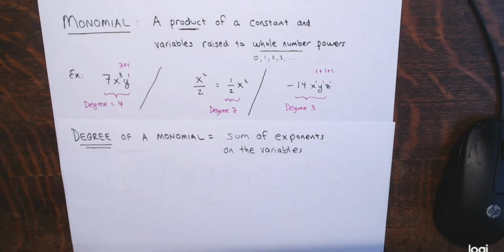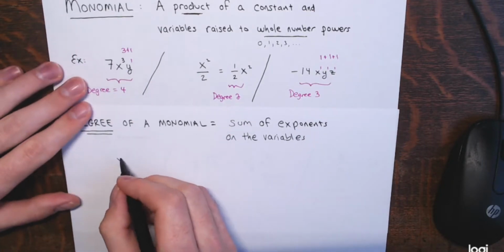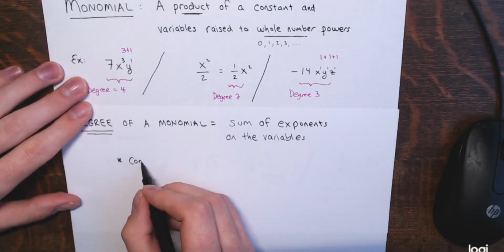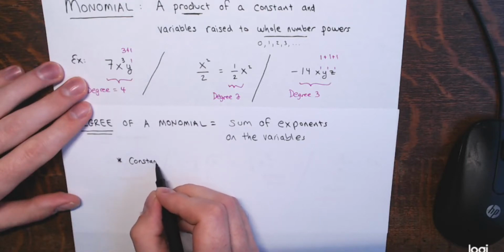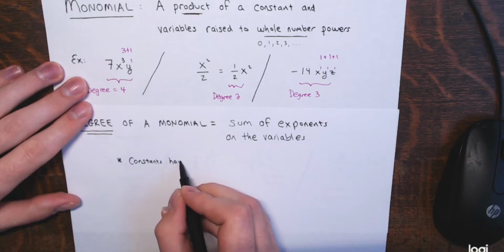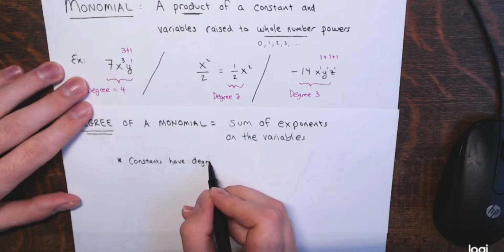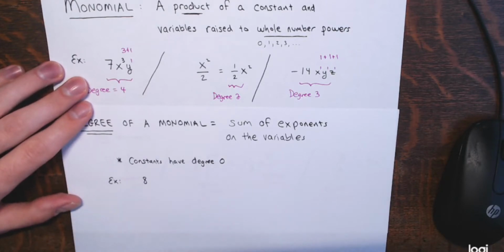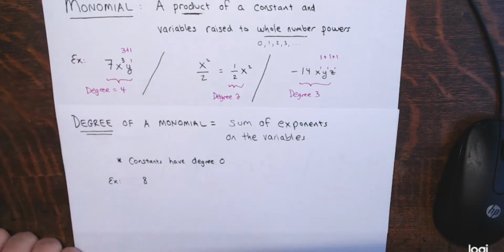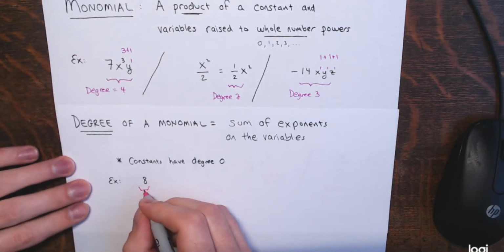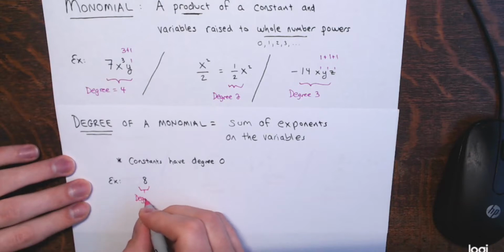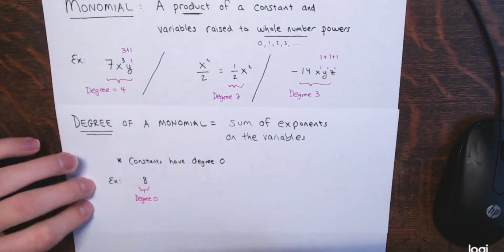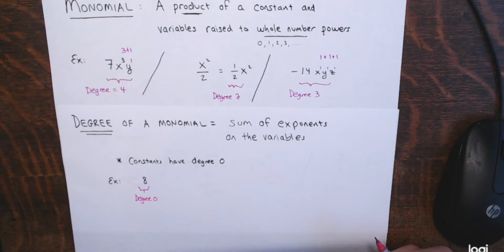And one note about degrees is that constants have degree 0. Right, so for example there, if I just said, here's the number 8, that's a monomial. That is a monomial. And it has degree 0. Right, because there are no variables to powers. There are no variable factors in that term, in that monomial.